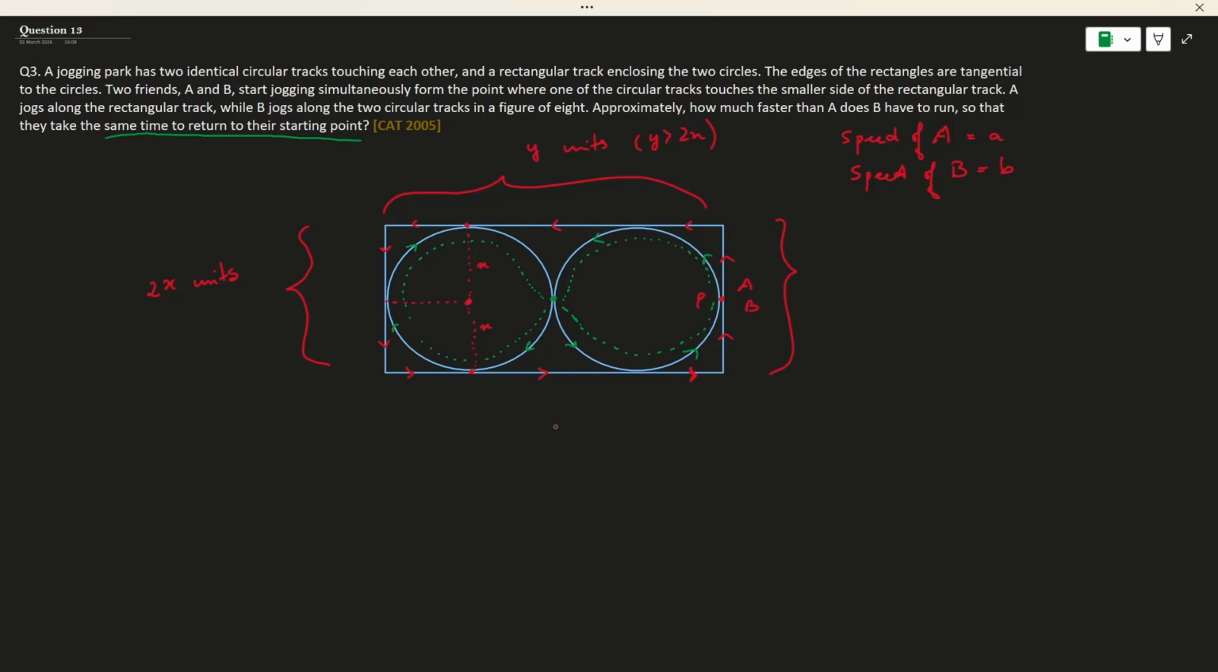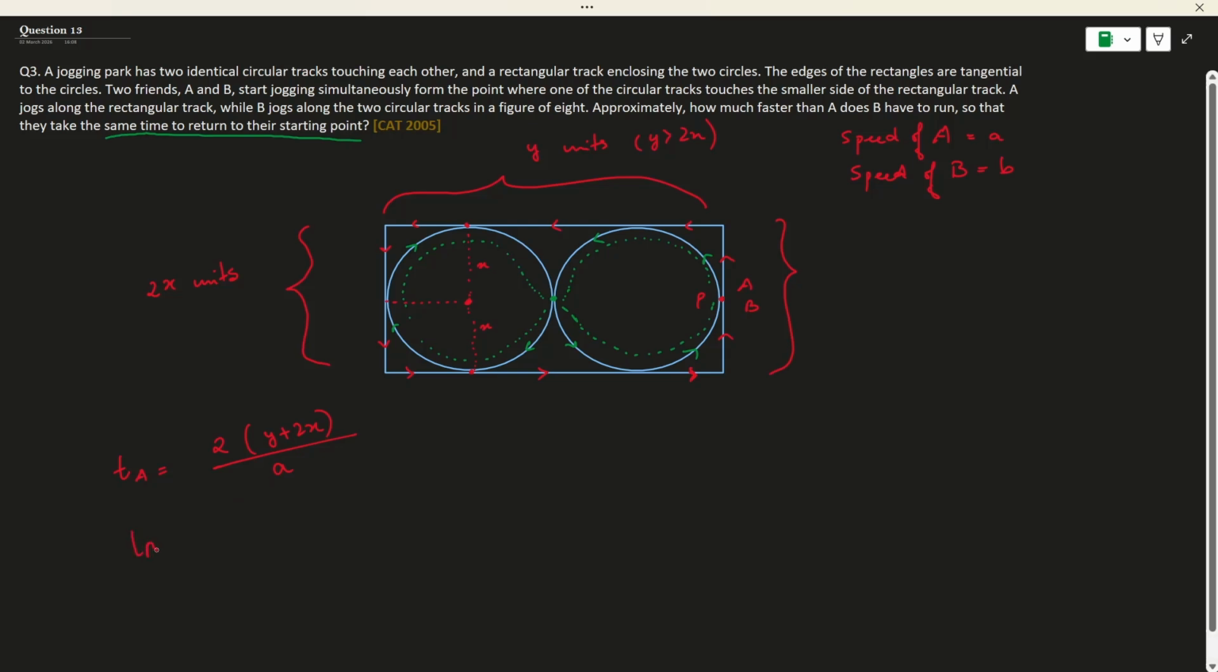So what is the distance? Time taken by A is basically the total distance covered by A divided by the speed of A. What is the total distance covered by A? Perimeter of the rectangle. Perimeter of a rectangle is 2 times length plus breadth. What is the length? Length is y. What is the breadth? Breadth is 2x, divided by A, right?